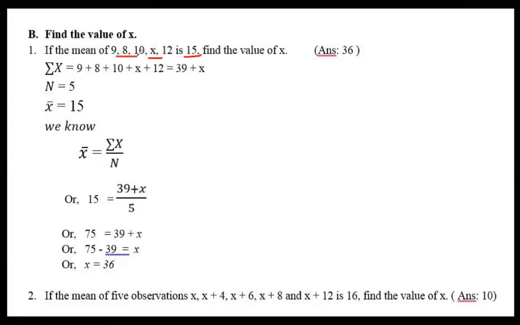Okay. These are the numbers, these are all x. We need to add all of these, and this is the mean. 15 is the mean. Then find the value of x. That means this missing frequency you need to find out. So how will you do it? Do it in the same procedure.